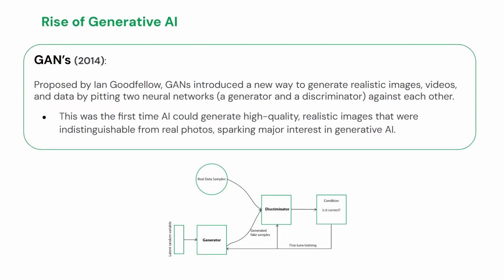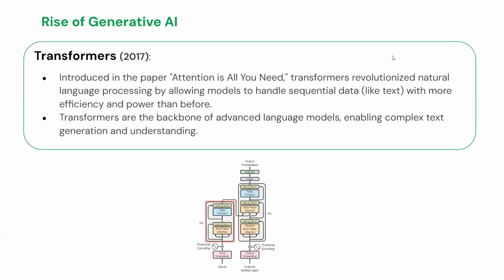But slowly, in 2017, Google researchers released a research paper called "Attention Is All You Need." Okay, attention is all you need. That is a research paper by Google, and there they introduced a model called the transformer model. From here, there was a huge takeoff in generative AI. In 2017 this research paper was released.